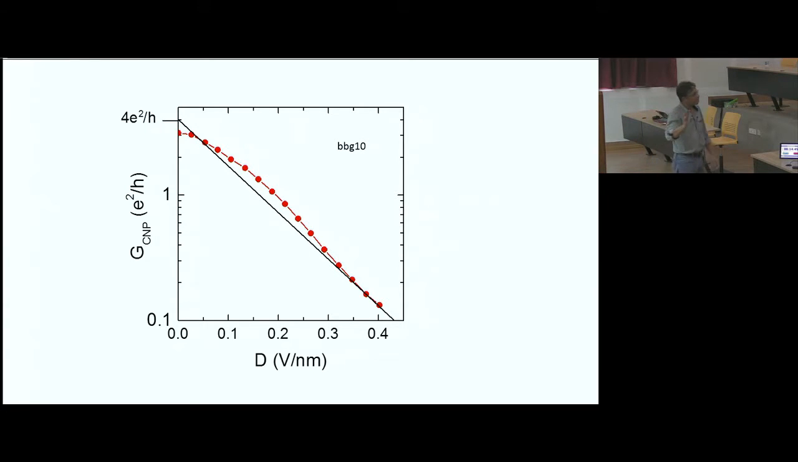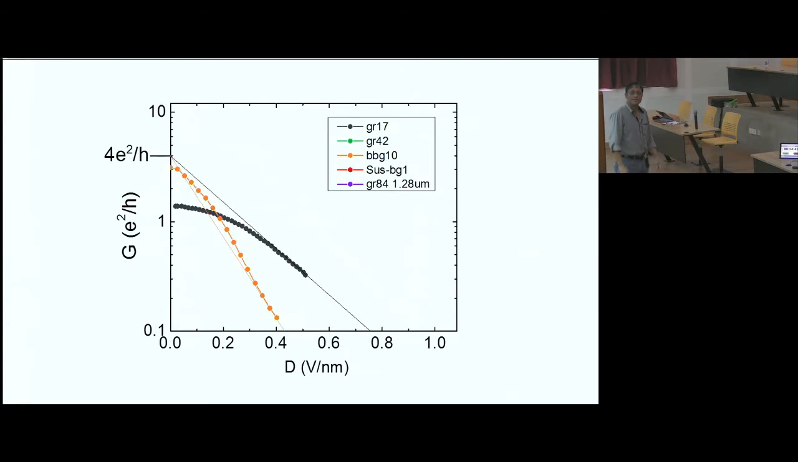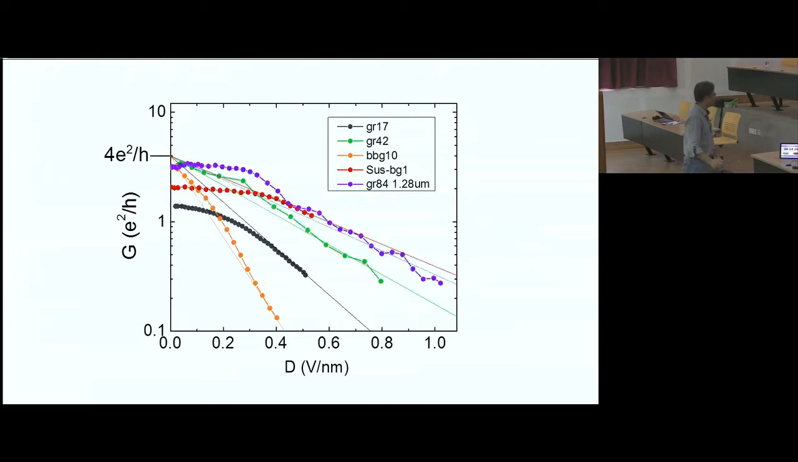Okay, this is one sample. Let's try to see what happens in the other samples, one by one. This is a second sample, which is again a short one. And if I extrapolate it back to 0 electric field, from the value of high electric field, it starts hitting the same point. This is the third sample. This is the fourth one. This is the fifth one.